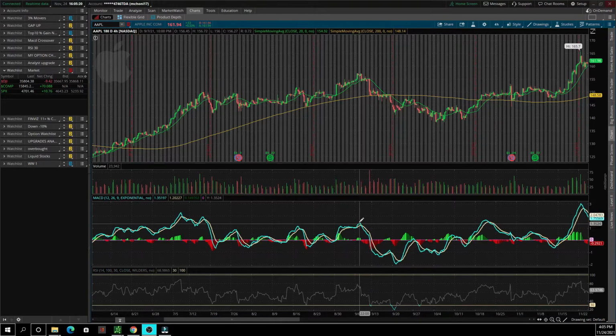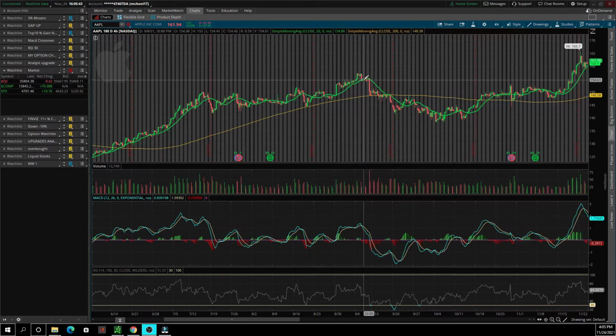For example, look at the MACD indicator right here. You see the MACD crossover, the blue line crossing the yellow line, and you see what happened? The stock dropped. The MACD started trending in the negative zone. It dropped all the way right here. That's what I mean by bearish.